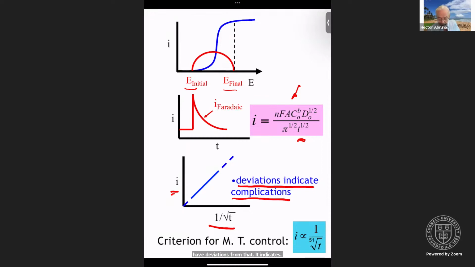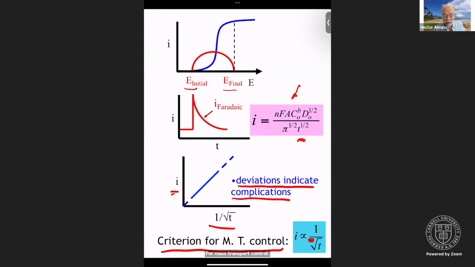And so our criterion for mass transport control is that the current should be proportional to 1 over the square root of time. It's unfortunate that it's 51, that's the page number, so let's just erase that. So it's not the 51st root of that. It's the current proportional to 1 over the square root of time. That is our criterion for mass transport control.